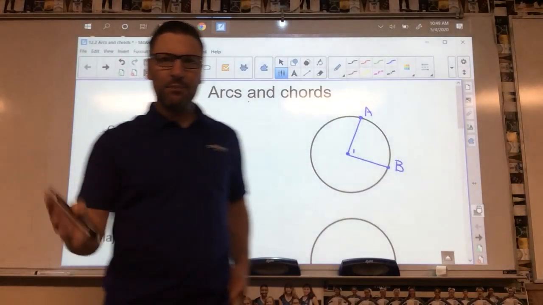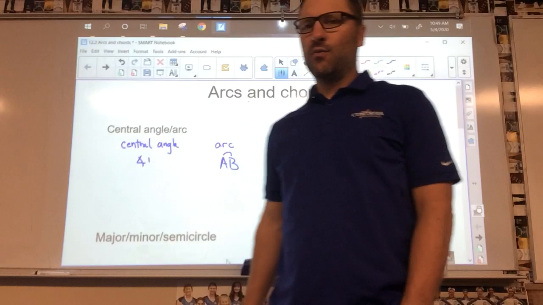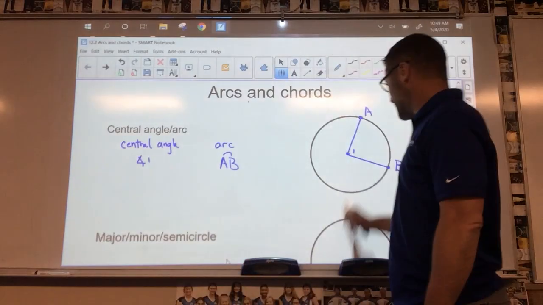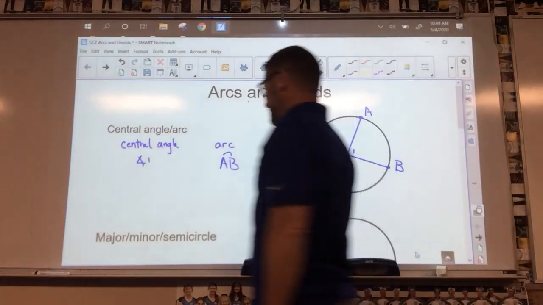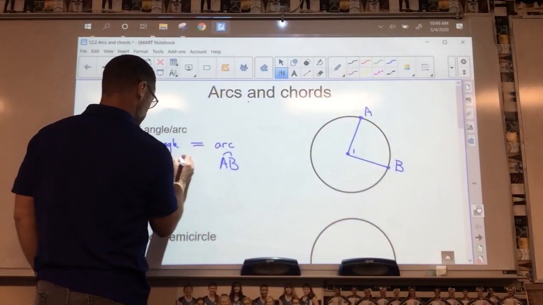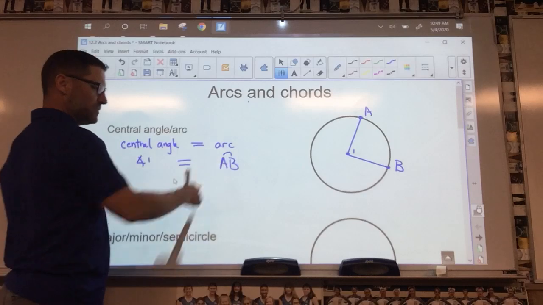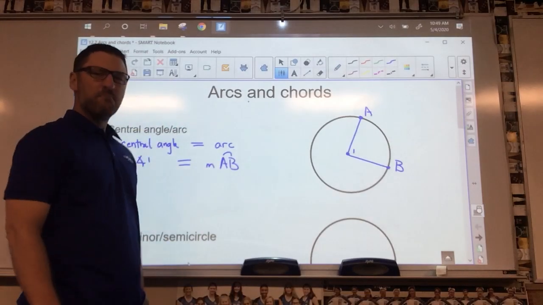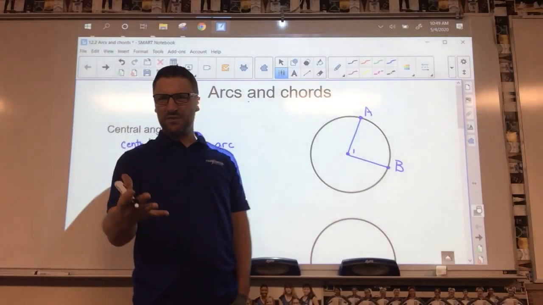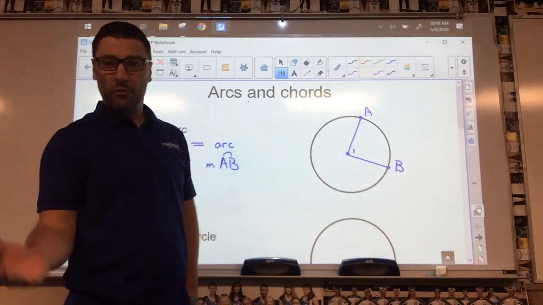And there's a really big theorem that goes along with this. And the theorem is whatever the central angle measure is exactly whatever the arc measure is. So these two things are equal. Angle 1 is equal to the measure of the arc. And sometimes they'll put a little m here. Stands for the measure of arc AB. Sometimes you'll see that, sometimes you won't. But both are measured in degrees.